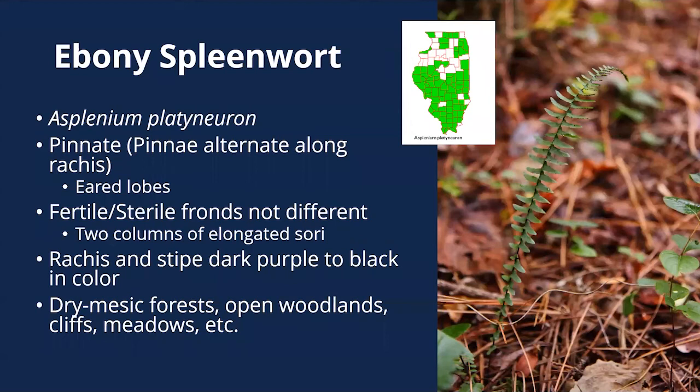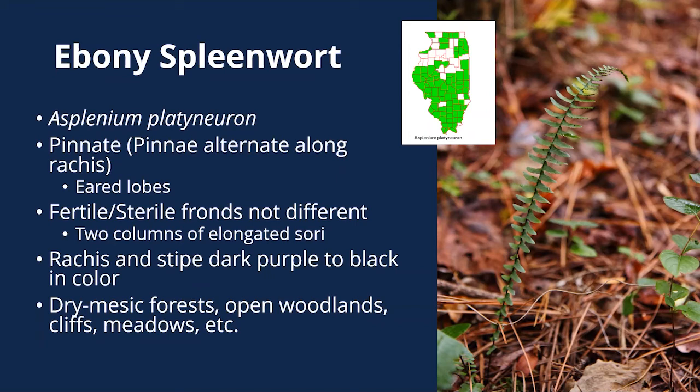So the pinnae alternate along the central rachis. And if you look at each of those pinnae, they have a little eared lobe kind of sticking out on the side of them. And I'll show you a closer picture in a minute. But each of those pinnae almost looks like a little stocking or a sock. The fertile and sterile fronds are not different. Instead, all of the fronds look the same. If you flip them over on the underside, they have 2 columns of elongated sori on either side of the central vein of each pinna.